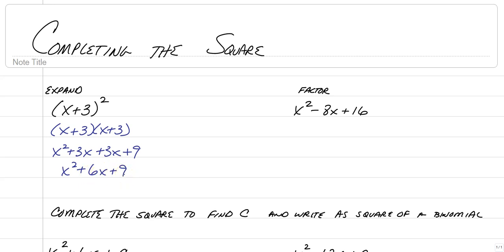Now I want you to notice a little pattern there. This number 3 here times 2 gives you the middle. And this number 3 squared gives you the end. So that's going to be a pretty important thing coming up.